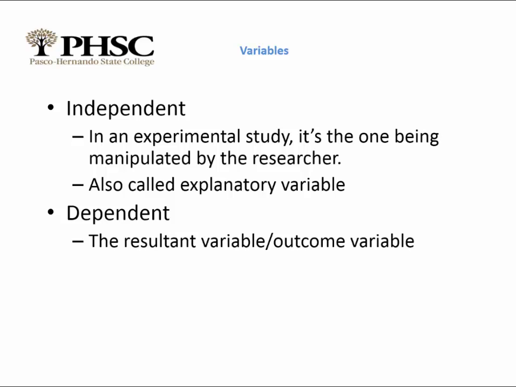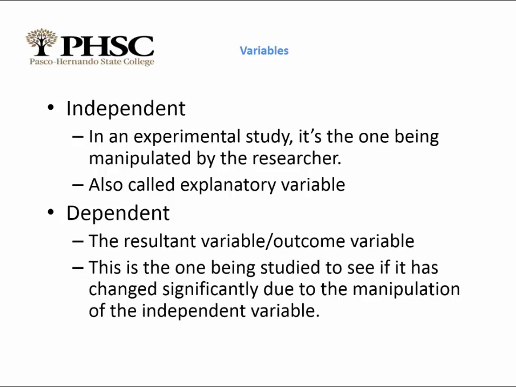Now, the dependent variable is what we call the resultant variable or the outcome variable. This is the one that's being studied to see if it has changed significantly due to the manipulation of the independent variable. So going back to the computers example, what they were measuring was the outcome. Did they have learning gains or not if they used computers or if they didn't?